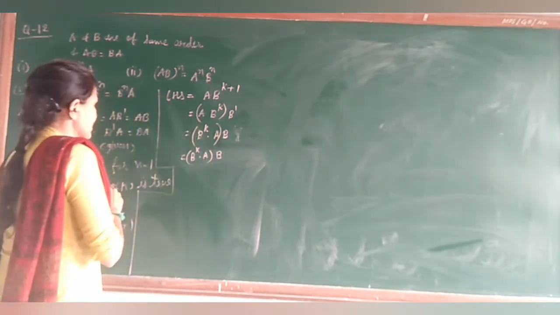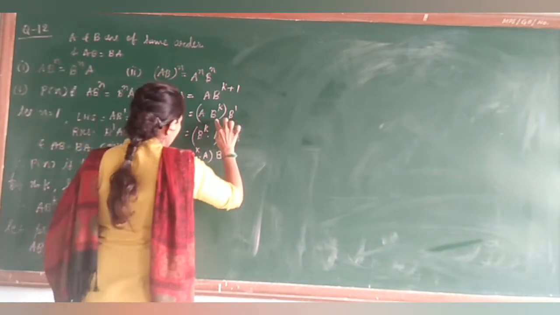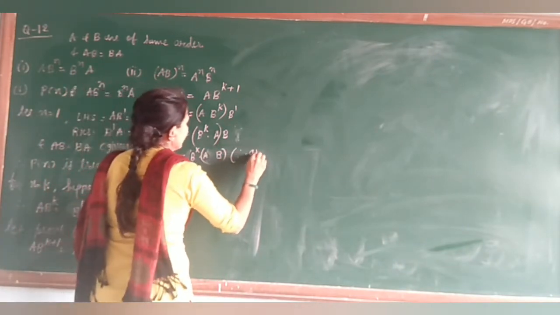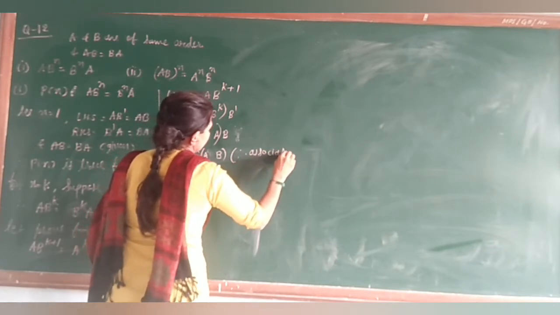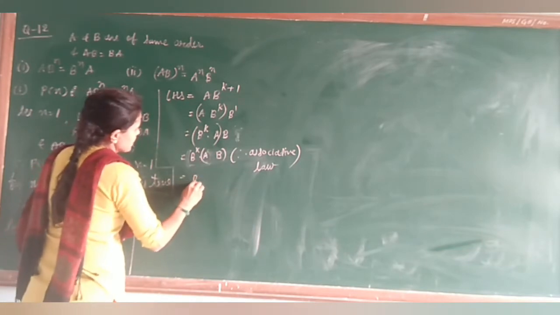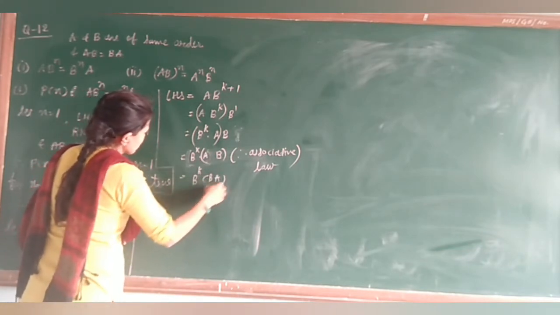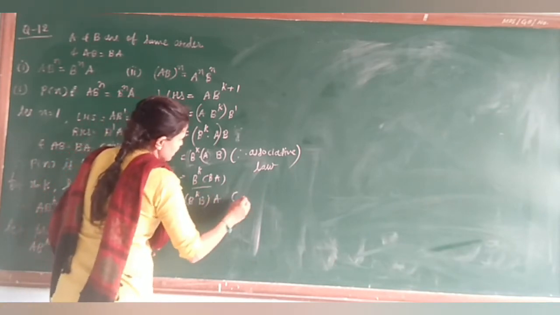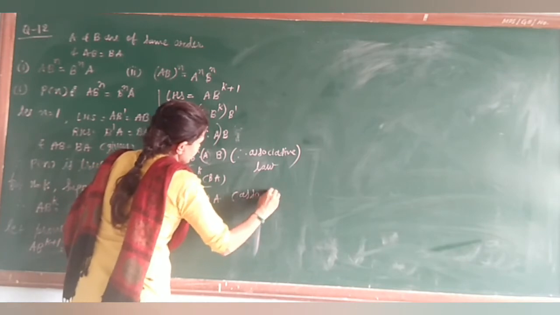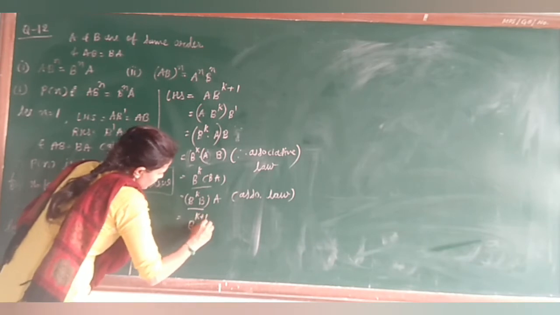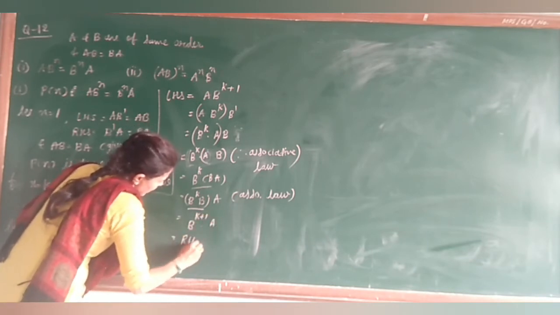So the bracket can be written like this, b raised to k into ab. What we have applied here is the associative law of multiplication. Now ab is equal to ba, this is from P1. Now again we can apply b raised to k into b into a, the same associative law. Now b raised to k plus 1 into a, that is our RHS.